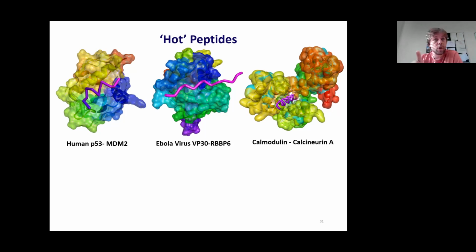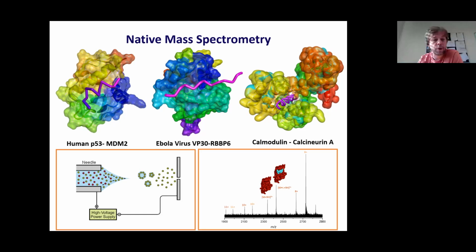These techniques, NMR crystallography in particular, tend to also be quite heavy on your sample, so they use a lot of sample to try to get the data you need. So this is where we start getting interested in this technology, in this approach. So we're interested in native mass spectrometry.